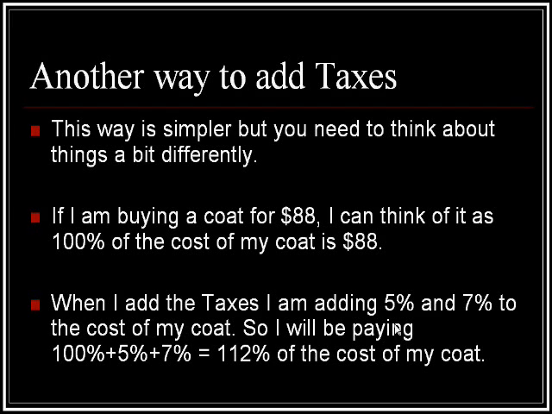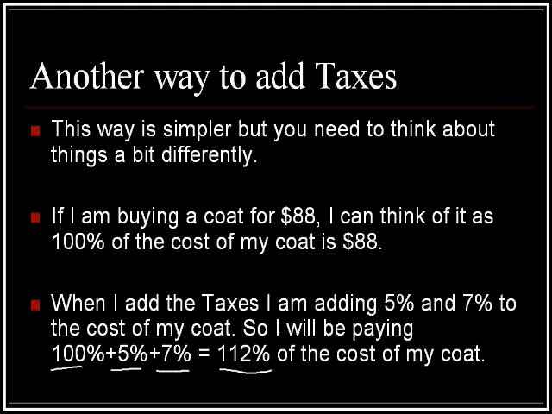Remember, 100% is the whole thing. 100% of the apple is the whole apple. When I add my taxes, I'm adding 5% and 7% to the cost of my coat. So I'm going to be paying 100% plus 5% plus 7%, or 112% of the cost of my coat. So basically what I've done, instead of figuring out what the individual taxes are and then adding it all together, is I've added all the percentages together to begin with.